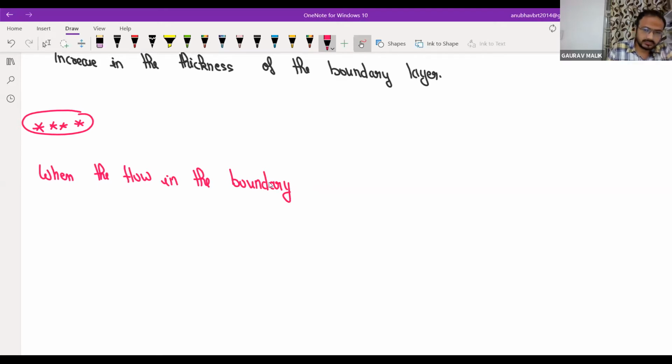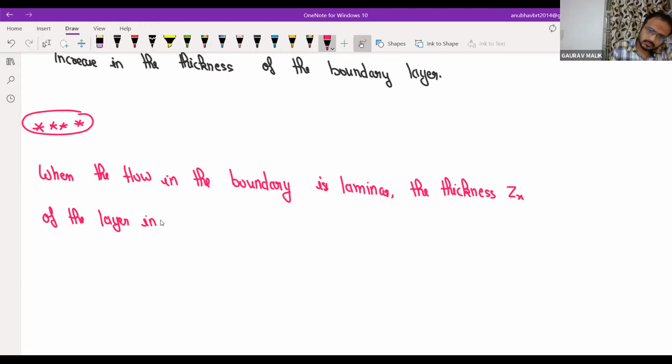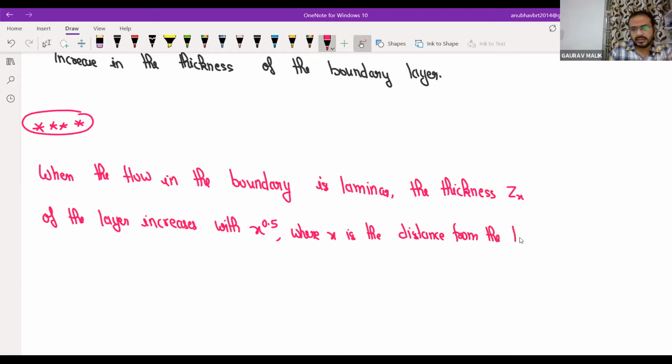When the flow in the boundary layer is laminar, the thickness Zx of the layer increases with x to the power 0.5, where x is the distance from the leading edge of the plate.